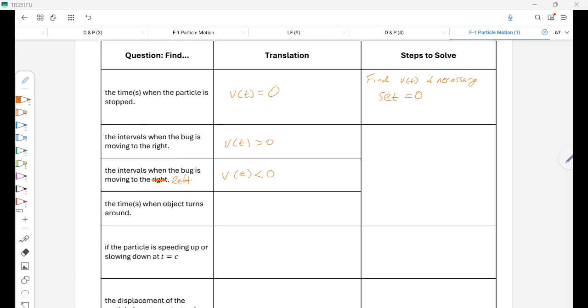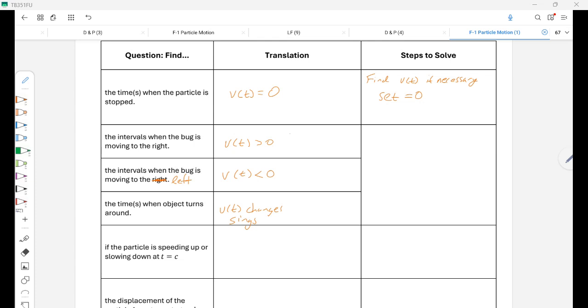And then the time when it turns around, well, then that v of t has to change signs. These are direct analogs of things we do with normal problems. V of t is the derivative. It is the derivative of position.